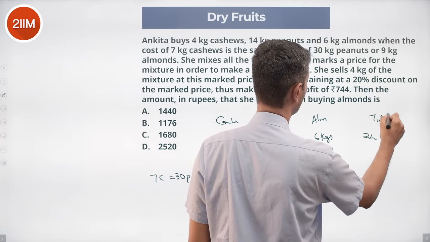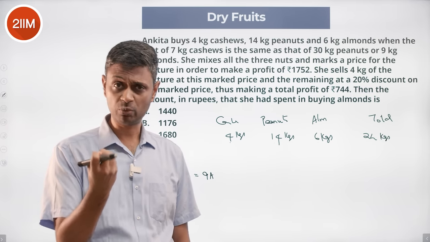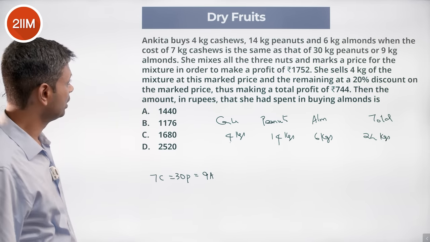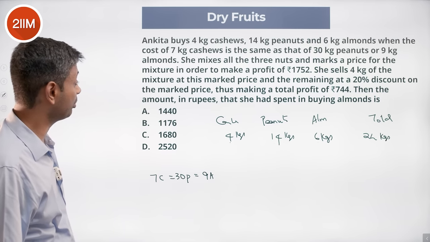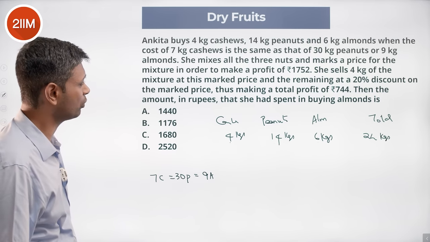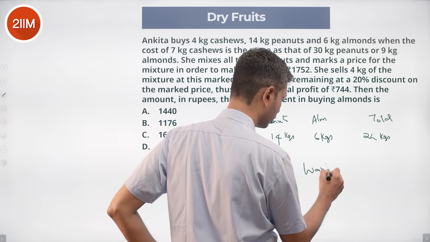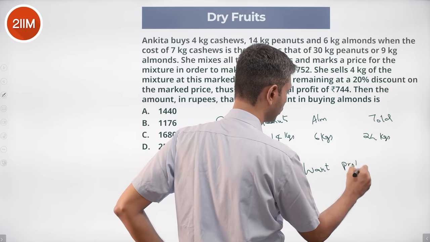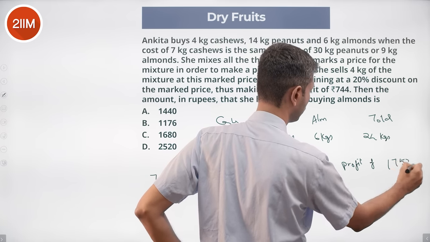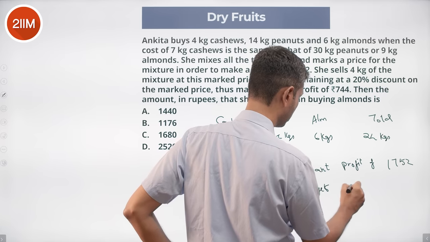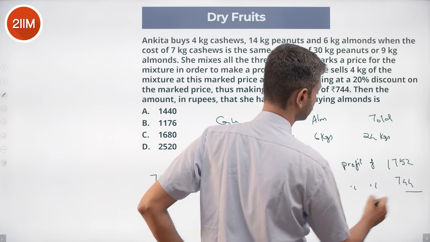And she wants to make a profit of 1752. That much profit, that much money she wants to make. She sells 4 kilograms of the mixture at this mark price and the remaining at a 20% discount on mark price. That's making a profit of 744. She wants a profit of 1752. She gets a profit of 744. So she falls short.